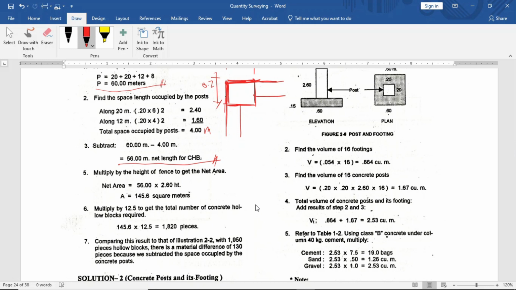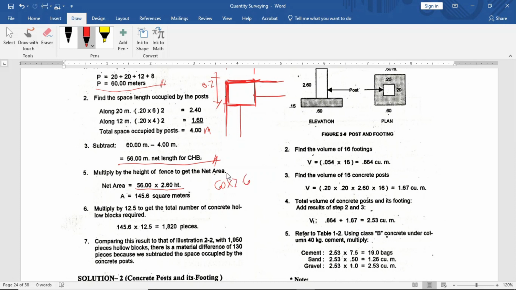So, multiply the height of the fence by the net area. So, by area method yung gagamitin natin. So, 56 by 2.6. Diba kanina, 60 by 2.6. Ngayon, 56 by 2.6 na lang.